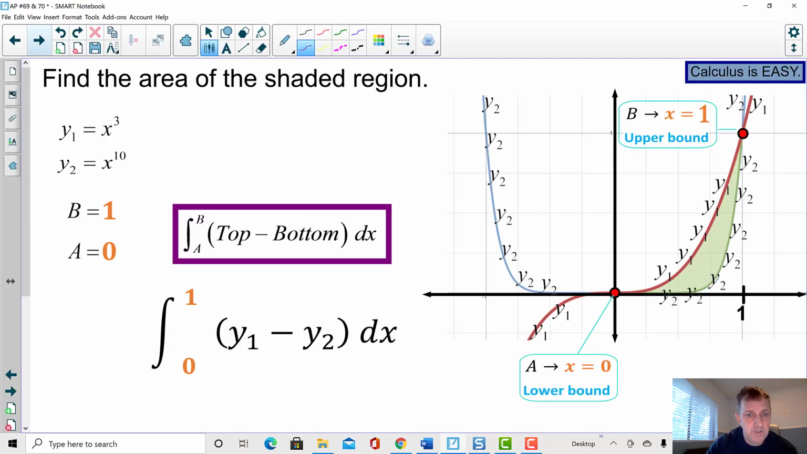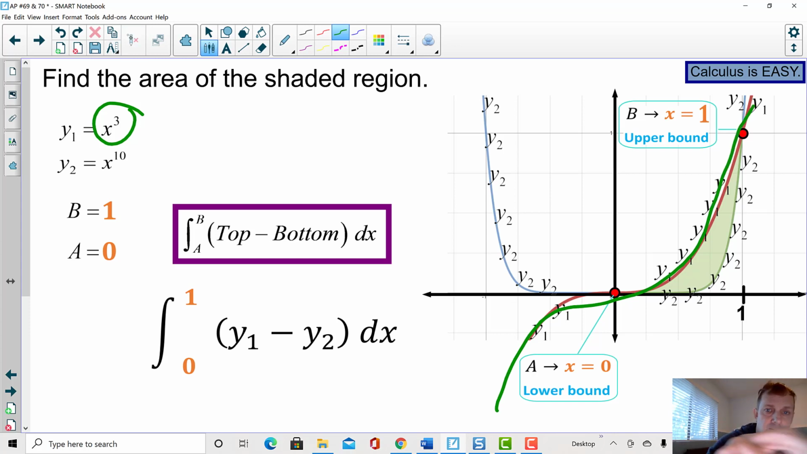Okay, on the next example, it gets a little bit tougher. We have a different function on the bottom. So we have x to the 10 on the bottom. X to the 10 is our y2. It looks something like this. It's kind of like x squared. It's just a little bit flatter on the bottom. Of course, our y1 is just a basic x to the third function. So x to the third looks something like this. It's just an approximation here.